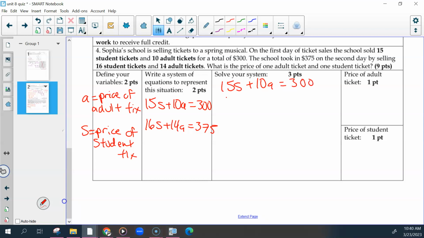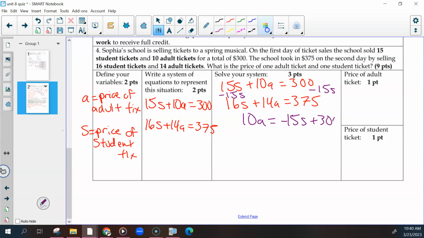Okay. So, and I saw different things. Some of you did elimination and got rid of the s's first, or the a's first. Some of you did substitution and got rid of this a, which kind of worked out, so we'll do the same thing. So we get rid of 15s by subtracting it to the other side. We have 10a equals -15s plus 300. Divide everything by 10.